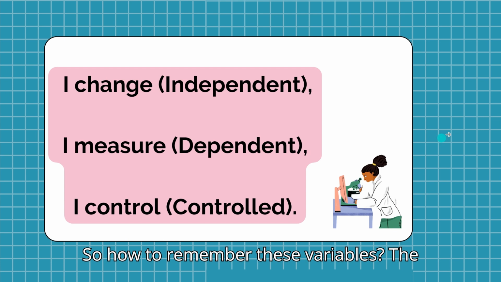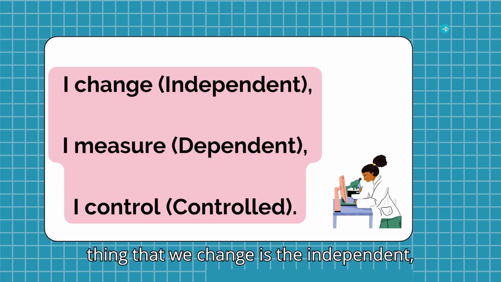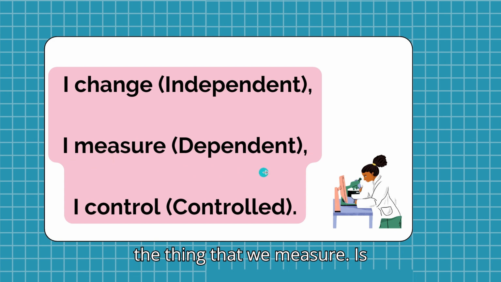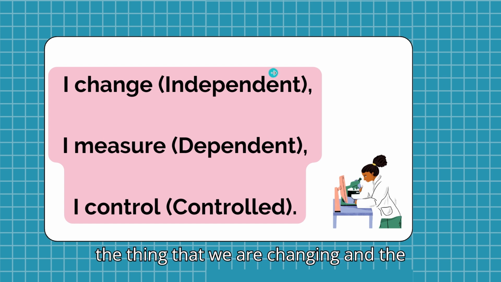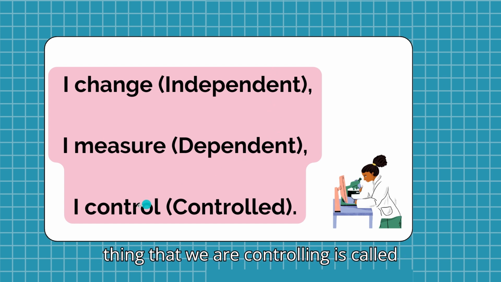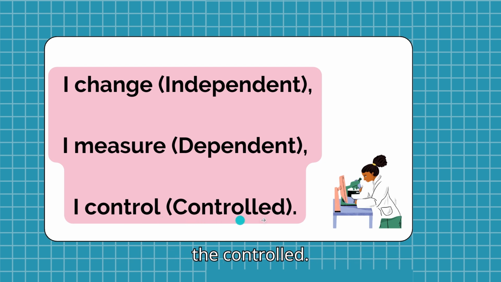So how to remember these variables? The thing that we change is the independent. The thing that we measure is the dependent because it relies on the thing that we are changing. And the thing that we are controlling is called the controlled.